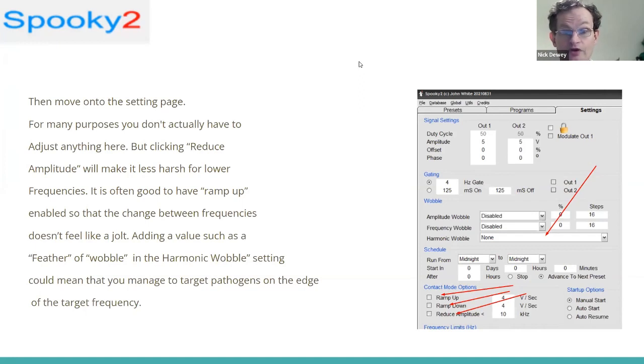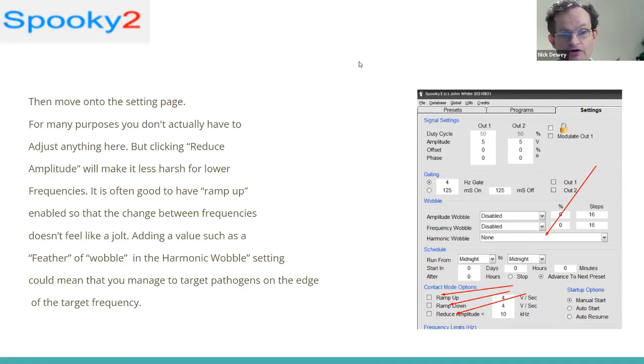It's often good with contact mode to click on ramp up, which means that when the chain or the frequency set moves from one frequency to another, you don't get a sudden jolt. Instead, you get a slow, steady increase, and you can feel this in your body if it's a lower frequency. And it won't feel anywhere near as uncomfortable.